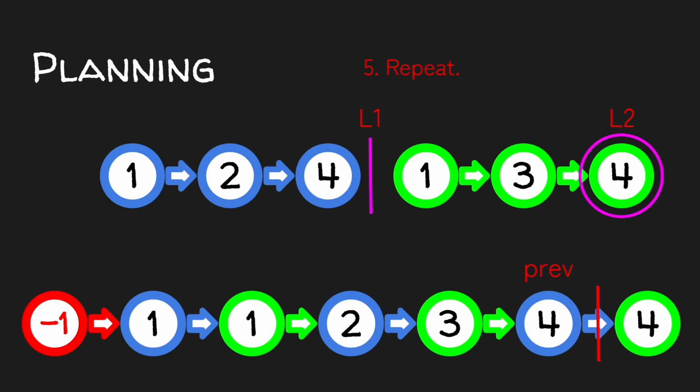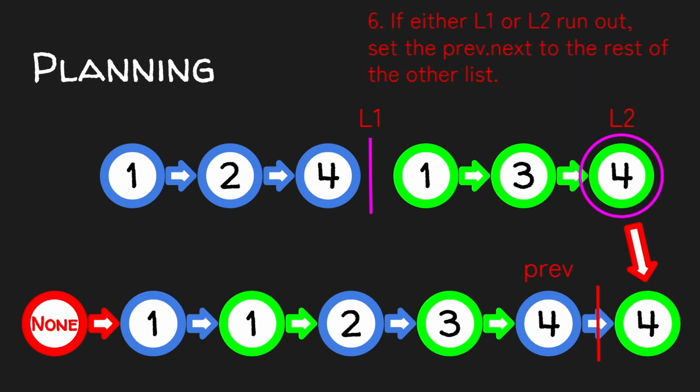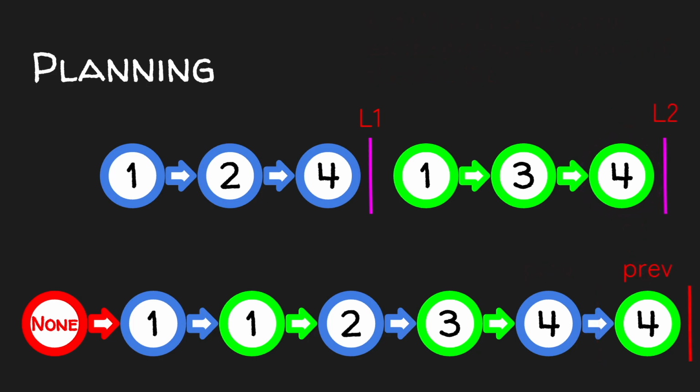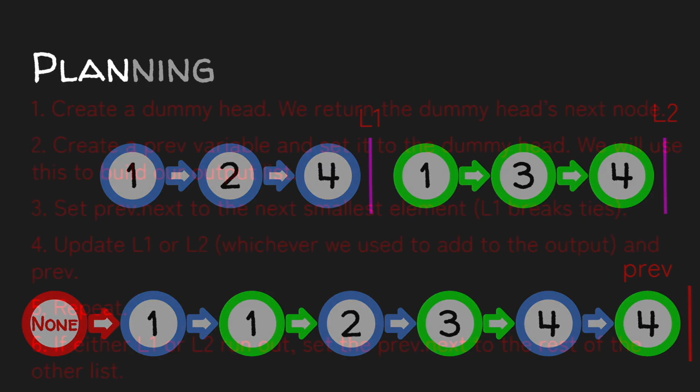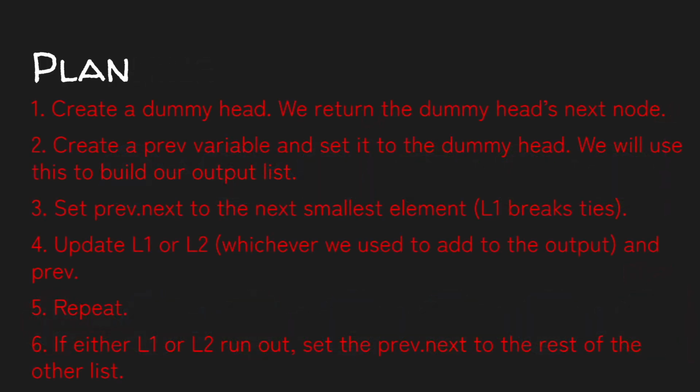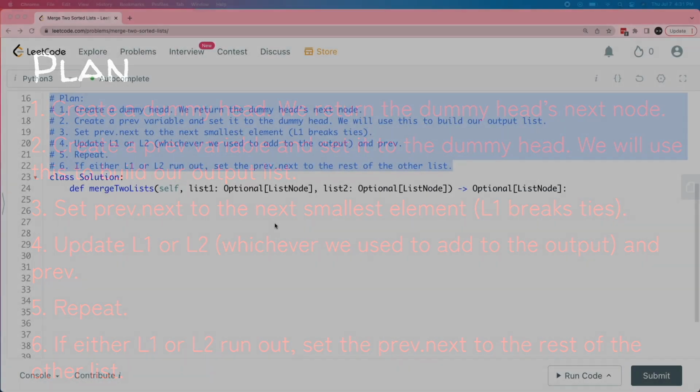nodes left. So the next step in our plan is if either L1 or L2 runs out of nodes, we just set prev.next to the rest of the other list. So in this case, we set prev.next to the 4 from L2, since L1 has run out of nodes. And we're done. We've finished merging L1 and L2 into one fully sorted output list. So here's the plan that we came up with, all written out. Let's now take it over to our text editor so we can start actually coding up our solution.